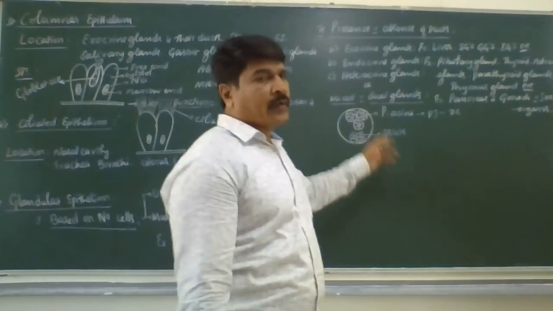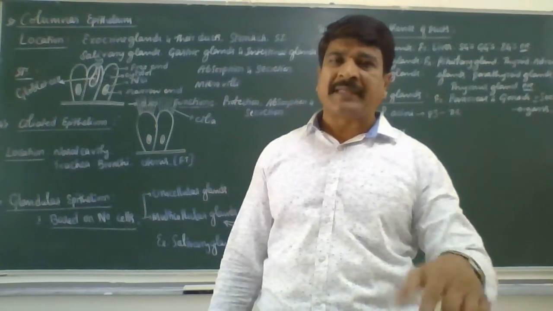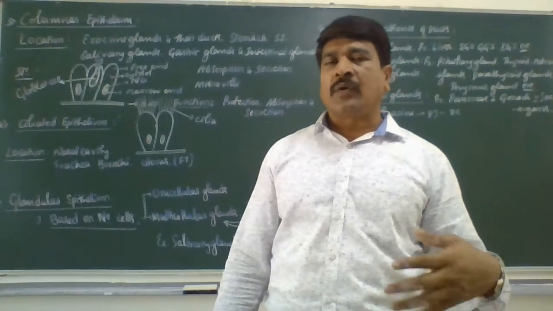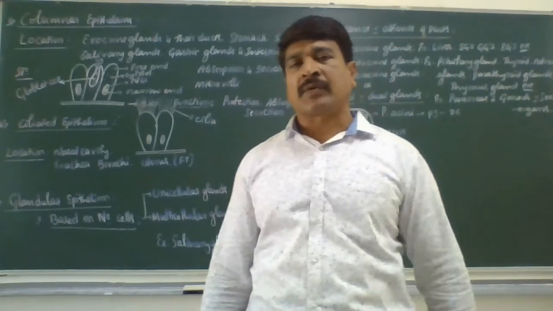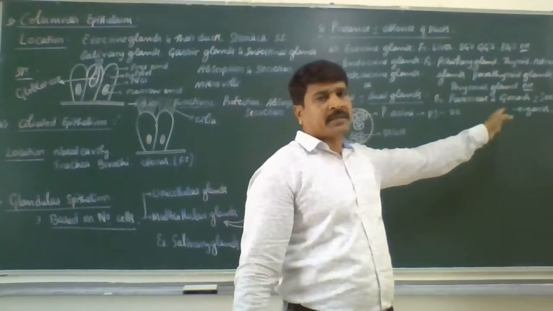Then heterocrine glands, also called mixed or dual glands. In the word itself, you are going to get the meaning. Mixed or dual glands, because they have both an exocrine part and an endocrine part. Example: pancreas, testes, and ovaries.